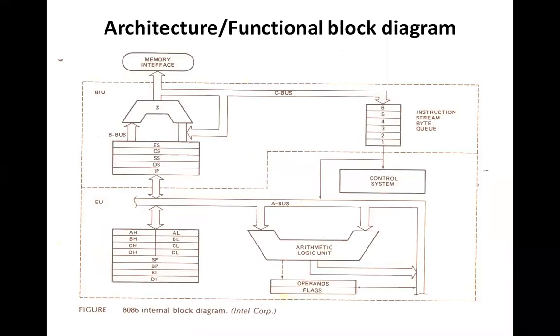This is the architecture or the functional block diagram of 8086. And as I told you, the total architecture is divided into two parts. The first part is known as BIU, and the second part is known as EU. BIU stands for Bus Interface Unit, and EU stands for Execution Unit. The purpose of the Bus Interface Unit is to interface with the memory as well as with the input-output devices, to fetch the information and put it in the queue. And the role of the execution unit is to take the instructions available in the queue one by one and execute them.